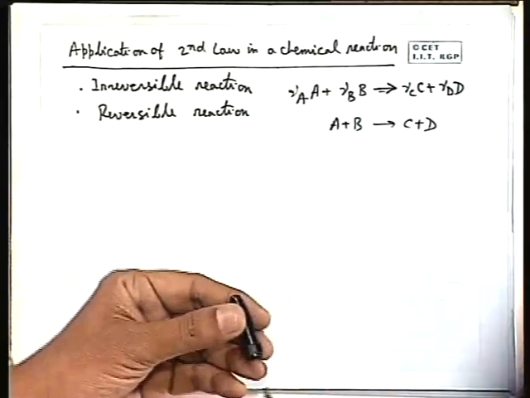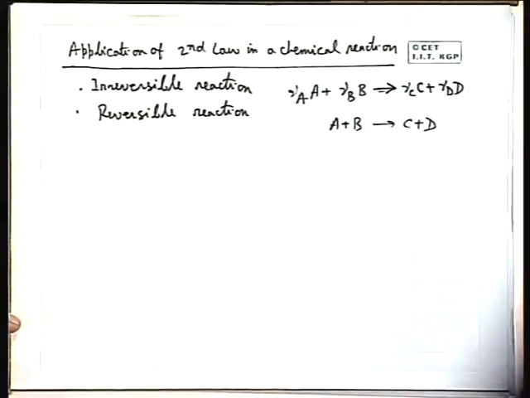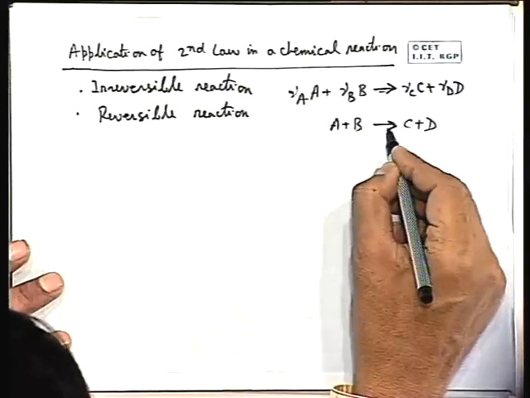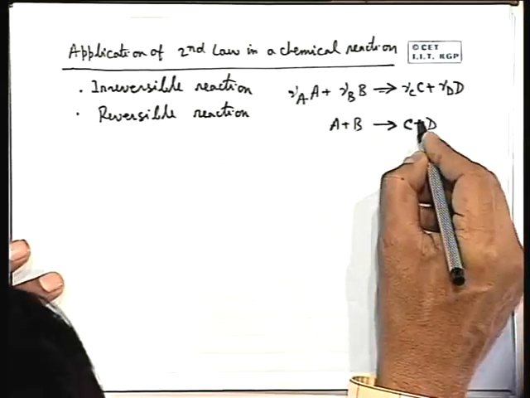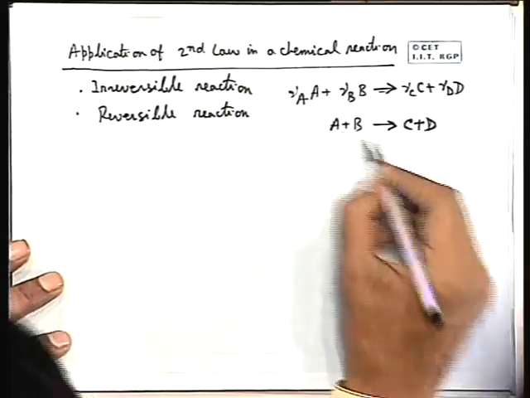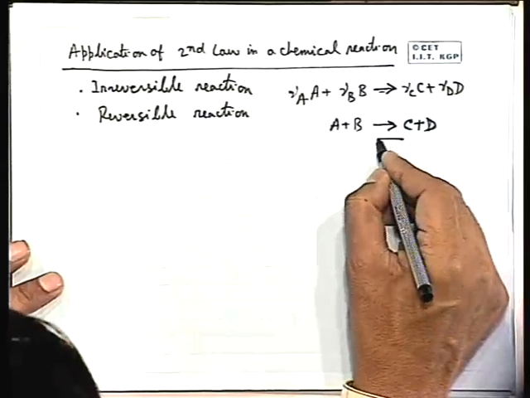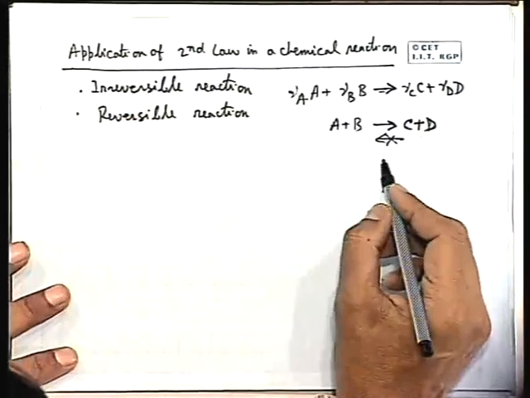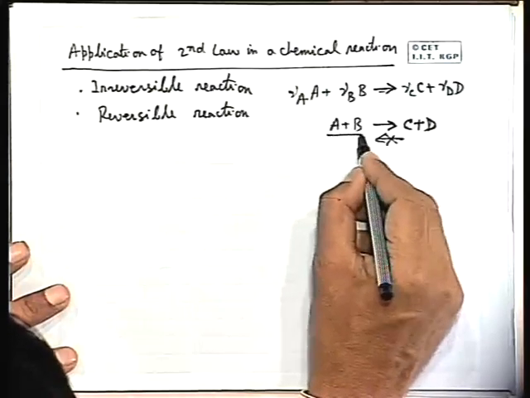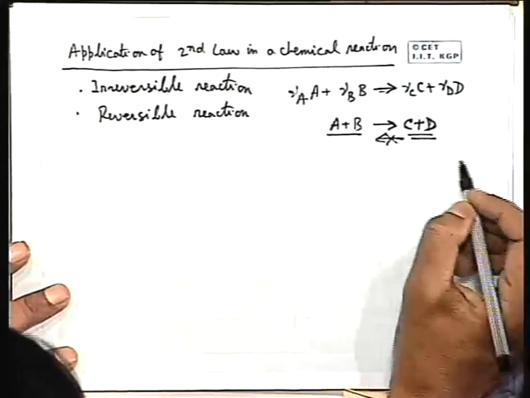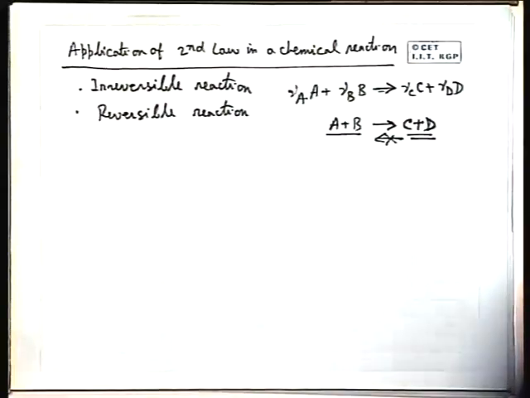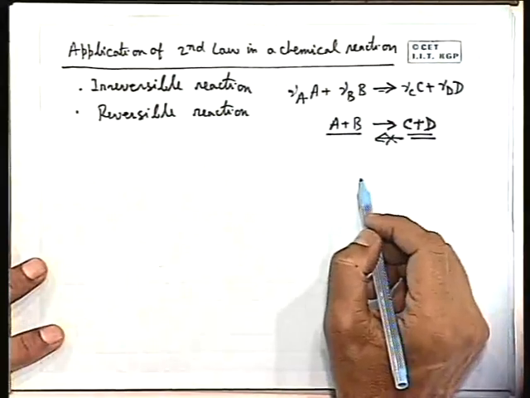Now, when this reaction proceeds in only one direction, that means only A and B produce C and D. C and D, the products, cannot be converted back to the reactants. That means the opposite direction reaction is not possible. Then this is known as an irreversible reaction. If you start with A plus B as reactants, we get C plus D as products, and these products are not reverted back to the reactants. The reaction goes in one direction.